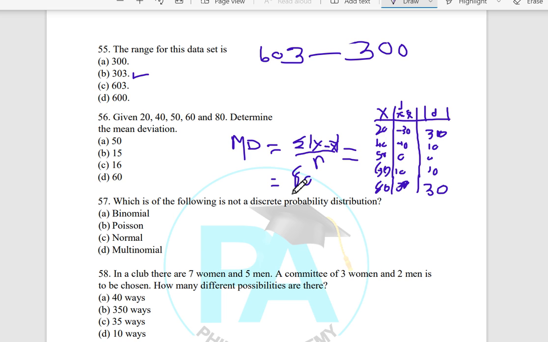80 divided by, what's the number of values? 5, right? So 80 divided by 5 gives you what? It gives you 16, right? So the correct answer for question 56 is C.